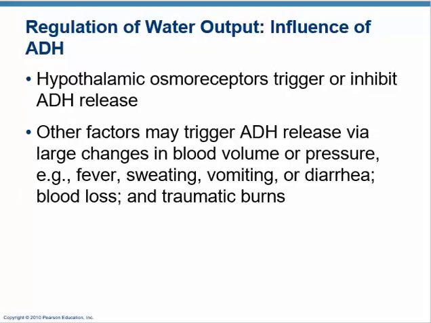So the hypothalamus osmoreceptors trigger or inhibit the antidiuretic hormone release. And this is the same centers or similar centers to the thirst centers. So changes in blood volume, blood pressure, if you've been sweating a lot, if you've been vomiting, if you burn yourself and a lot of interstitial fluid goes into the blisters, this will trigger antidiuretic hormone release.